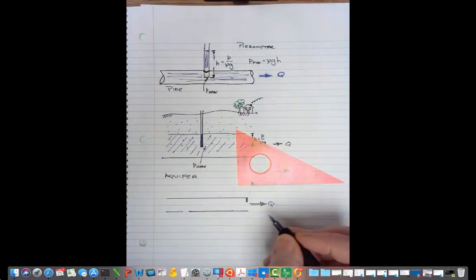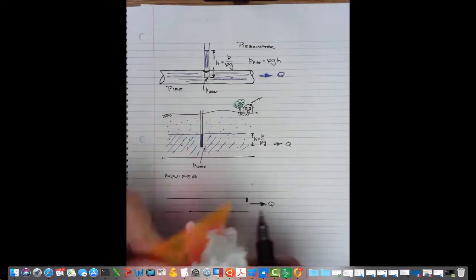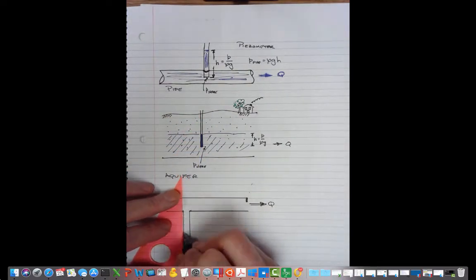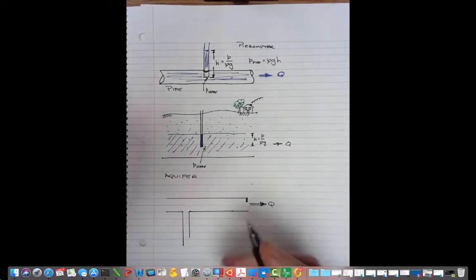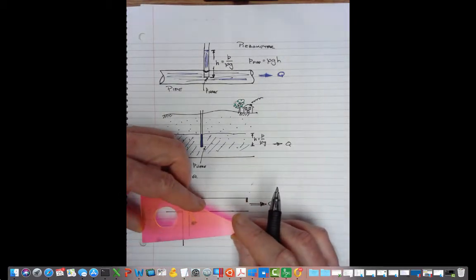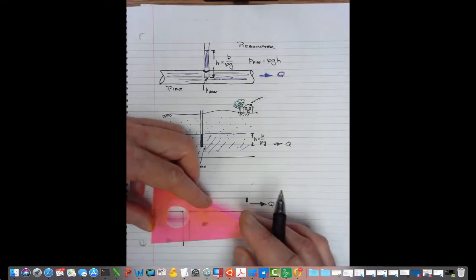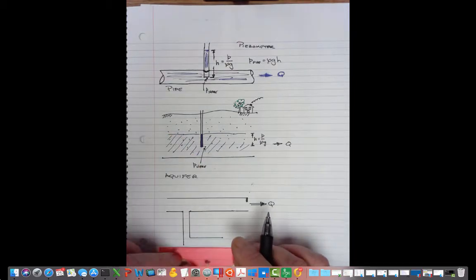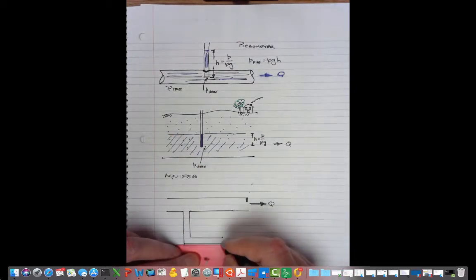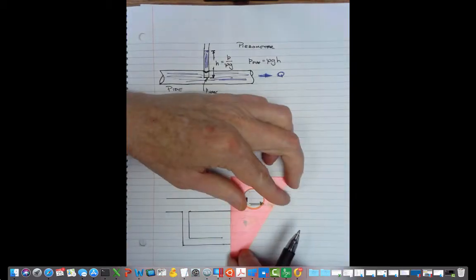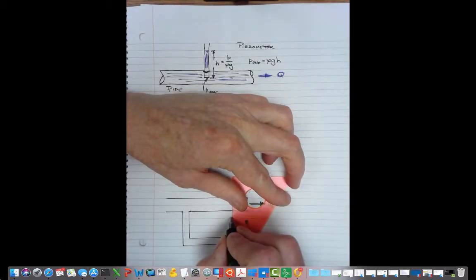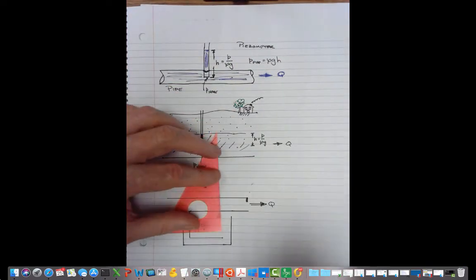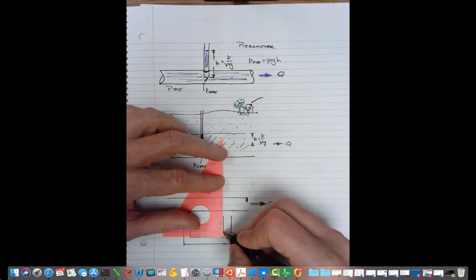Has some flow in it, and we've attached this manometer, and I'm going to make it U-shaped. Sometimes they're slanted at an angle so that they can be read more precisely. Since this one is being hand drawn, I will make it as precise as needed.